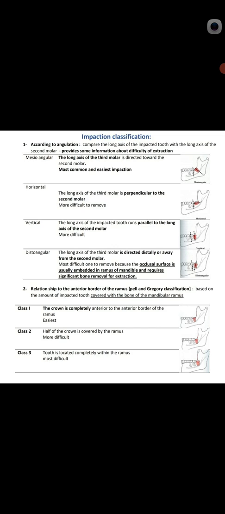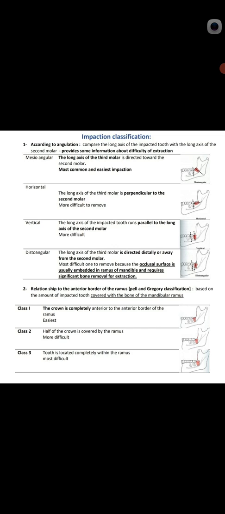Number one is the mesioangular. Look at the diagram. The long axis of the impacted third molar is directed toward the second molar, because the second molar is mesial to the third molar, and the long axis of the third molar is directed mesially toward the second molar. This is known as mesioangular. It is the most common and easiest impaction, because there is no ramus bone on the occlusal surface of the tooth.